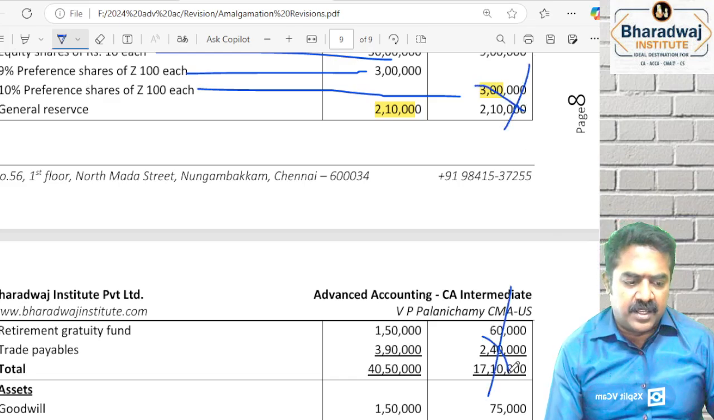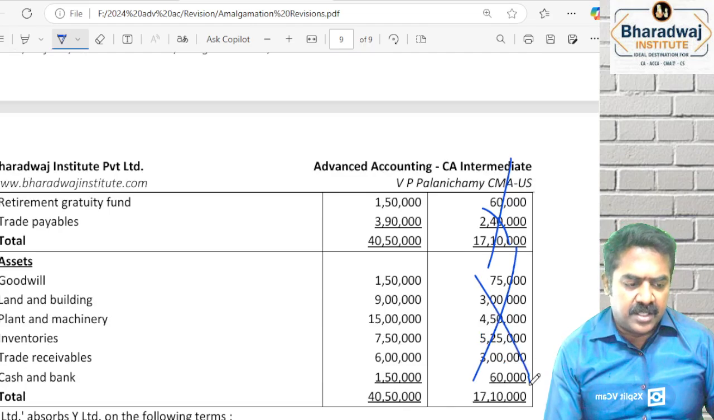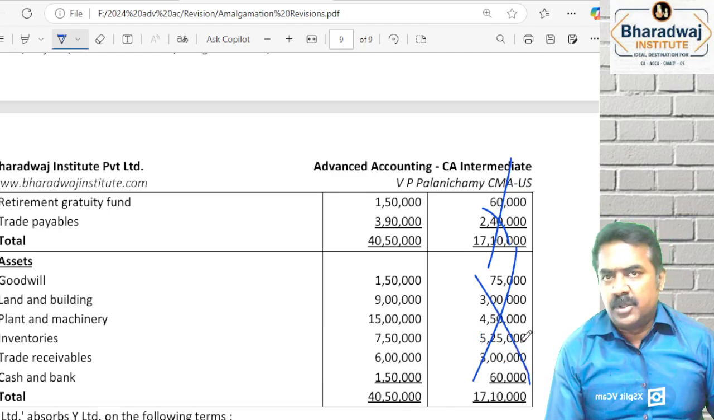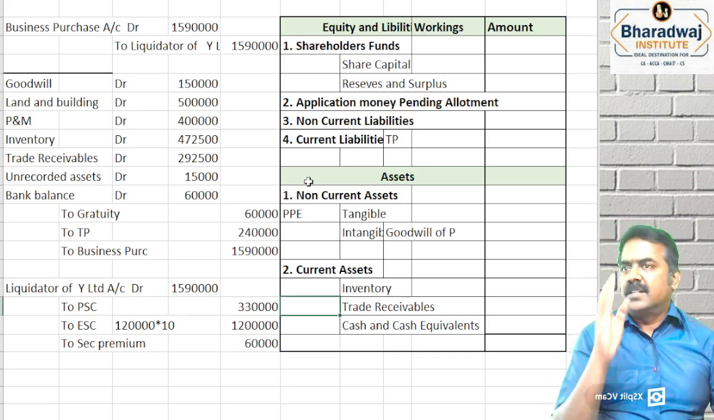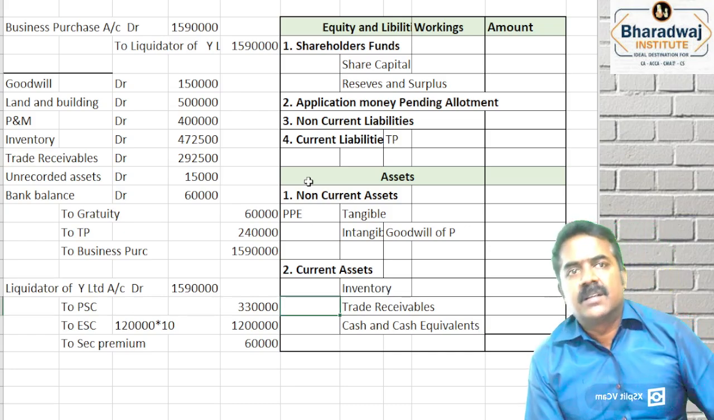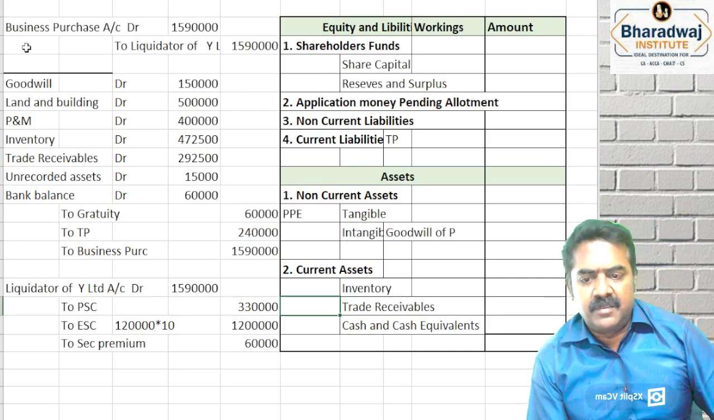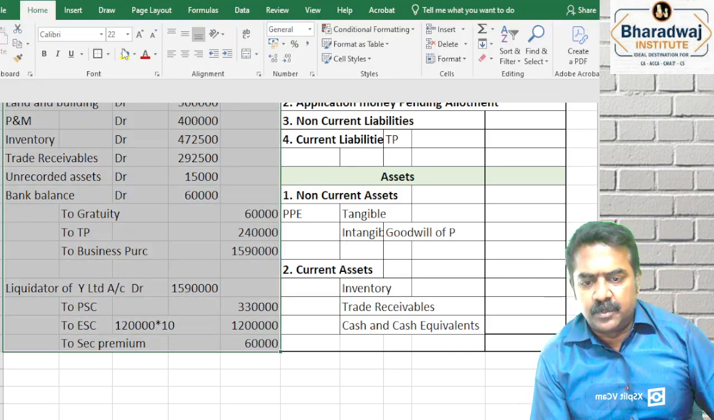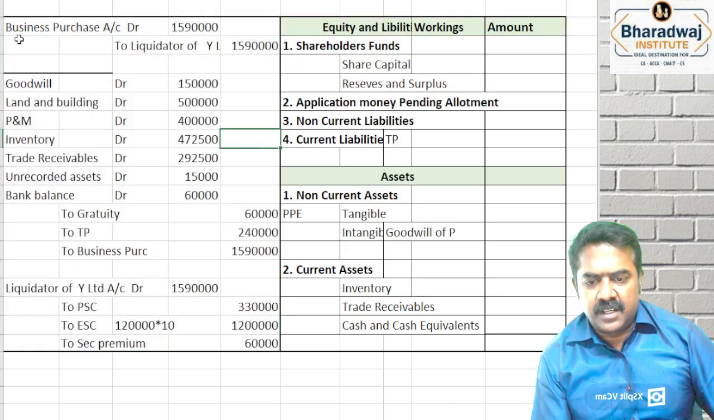Don't consider the balance sheet of Q Limited. When preparing the balance sheet, existing balance sheet of P Limited plus what? The journal entries that we passed. Based on the 3 journal entries, you have to prepare which one? Balance sheet. Try it.